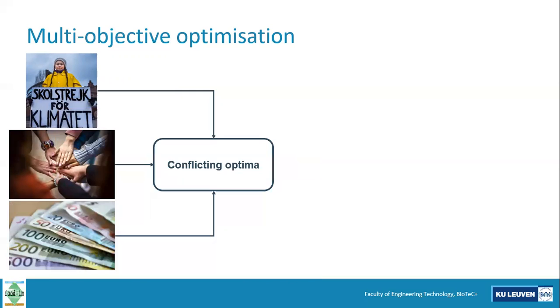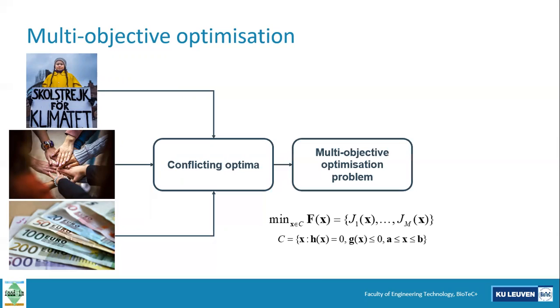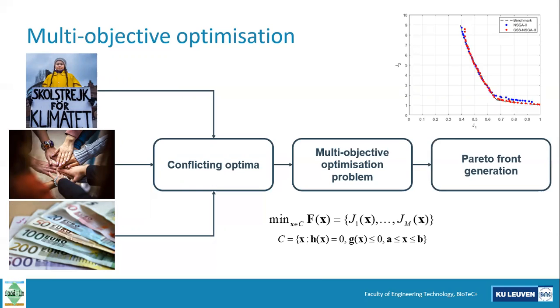Now, it shouldn't have to come as a surprise that these types of objectives often have different and conflicting optima. So we end up with a multi-objective optimization problem where there's no longer one unique optimal solution, but rather a set of equally optimal solutions called a Pareto front. Generating a sufficiently accurate approximation of the Pareto front is the ultimate goal when solving a multi-objective optimization problem.